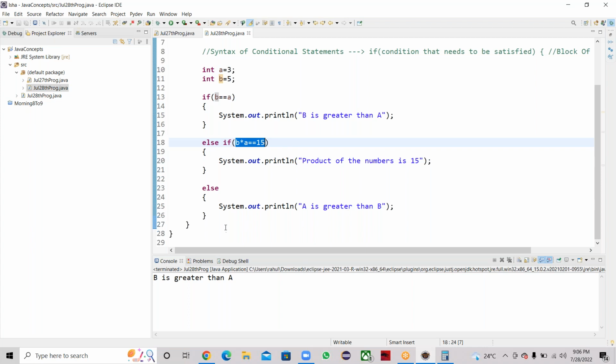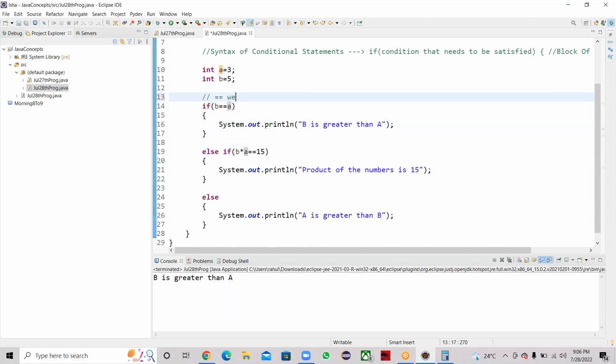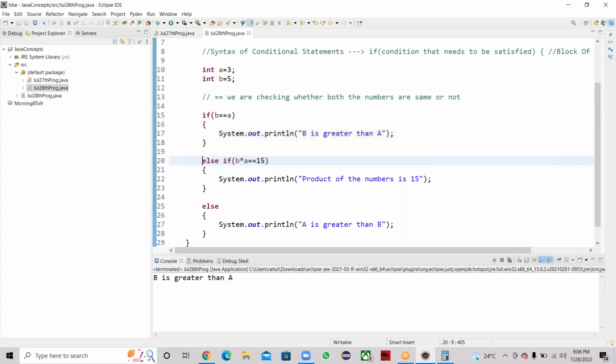Equal: true or false? Double equals to. Double equal to means what? We are checking whether both the numbers are the same or not. Okay.